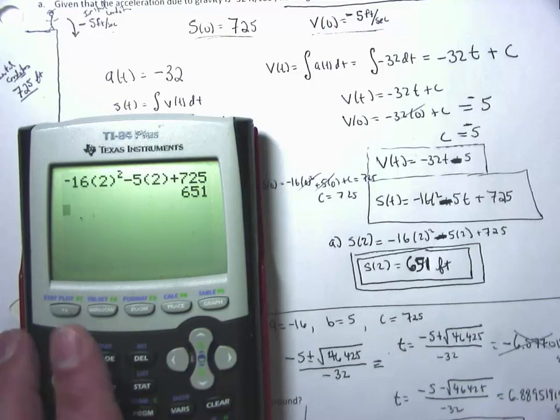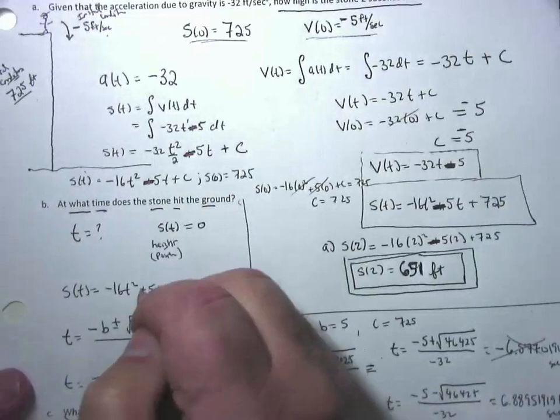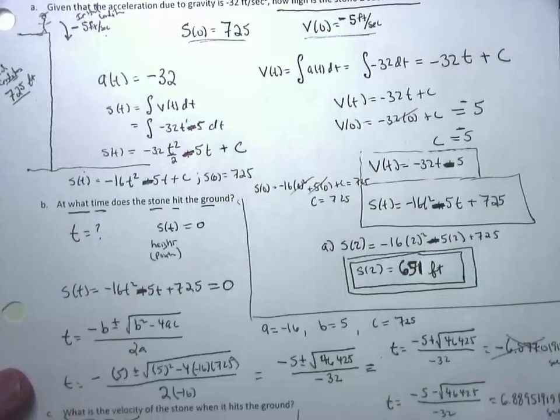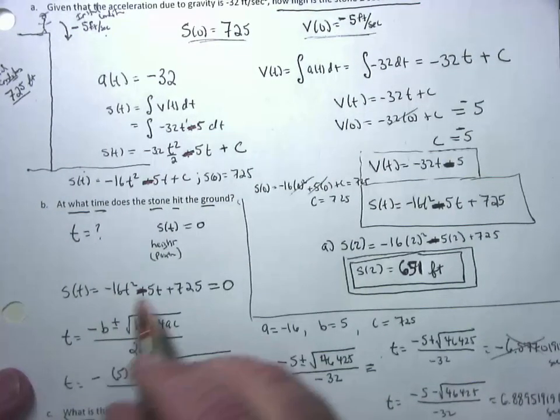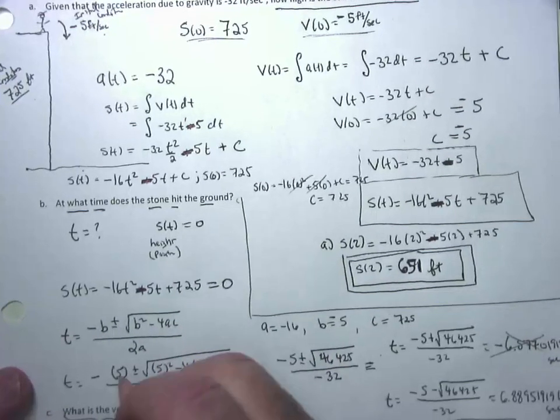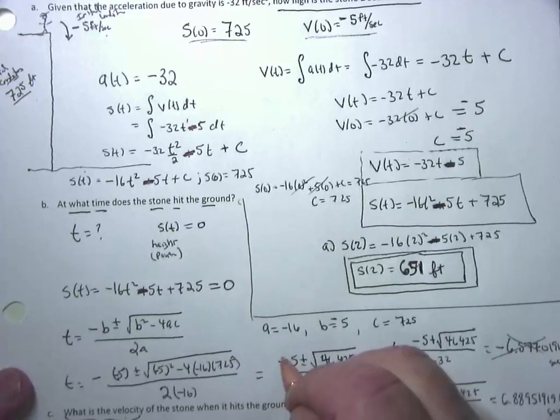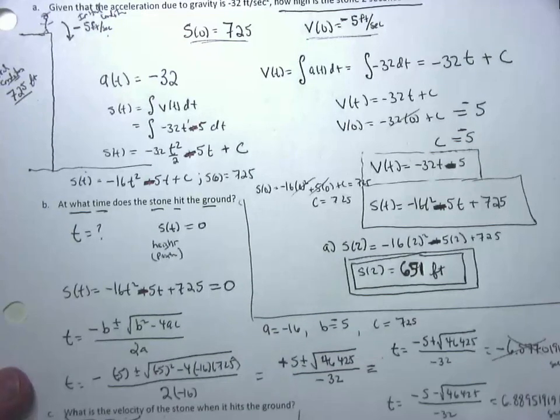651 feet. That was my fault. But it also affects this one here. This will be minus. So B would be negative 5. This will be negative 5 squared, and that makes it plus 5. And it will change all my answers. That sucks.